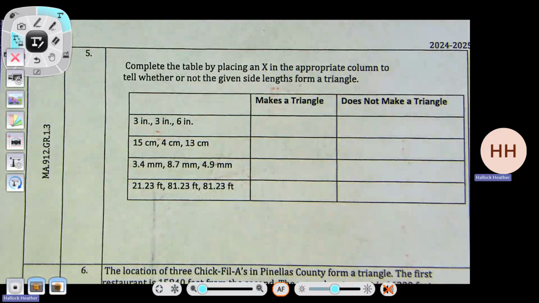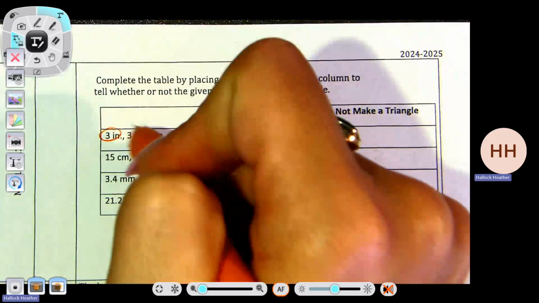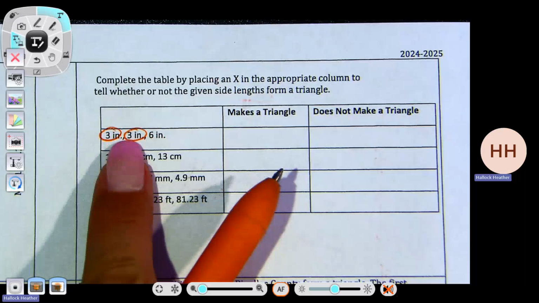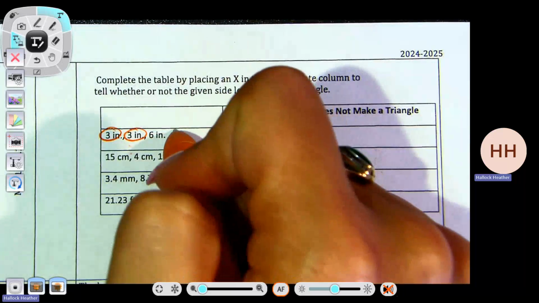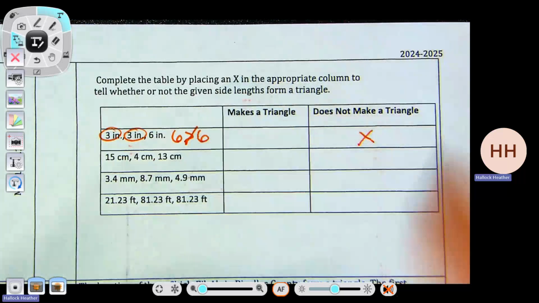On the back, you have to determine if these distances represent a triangle or not. So what we have to do is take the two smallest numbers and add them together. If it's greater than the third, it makes a triangle. 3 plus 3 is not bigger than 6. That is not true. So it does not make a triangle.